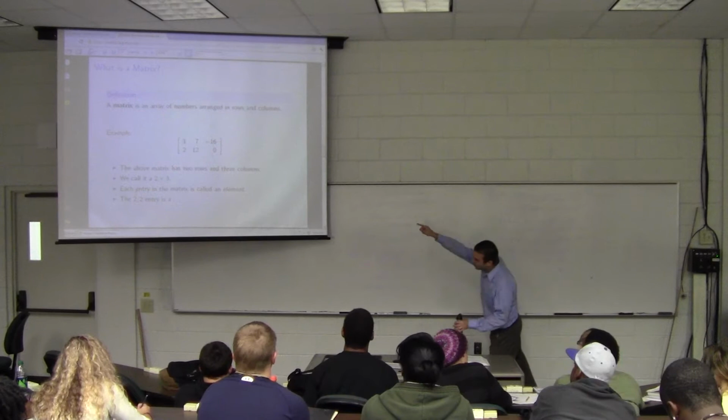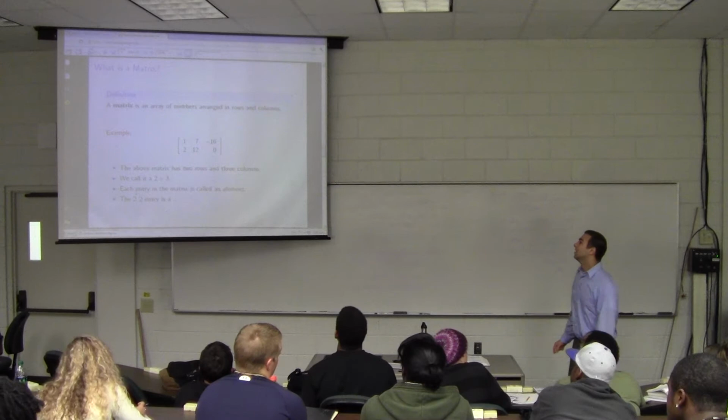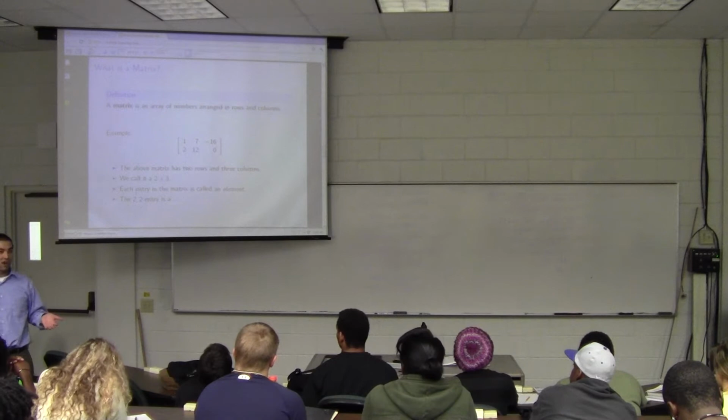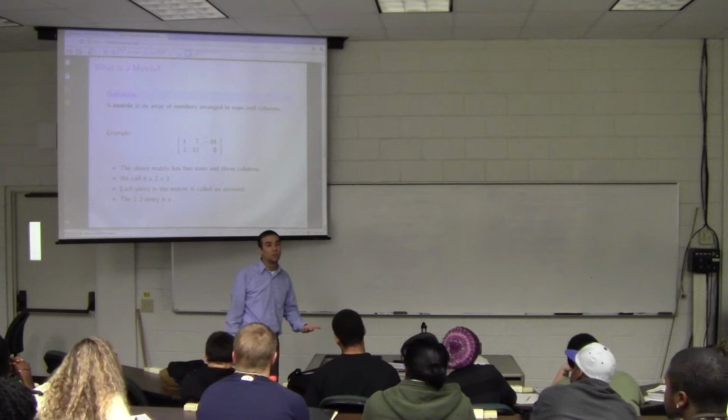So for instance, I have this matrix here. This matrix is a 2x3 matrix. Why am I calling it a 2x3? How many rows does it have? How many columns? Three. Great. So we just call it a 2x3 matrix, not a big deal. Now, each entry in the matrix, each value in that array, is called an element, just like a set. We call it an element of a set. Well, it's a structured set. So we call each entry an element. So the 2x2 entry, or the 2x2 element, is which reference? Anybody care to take a stab?